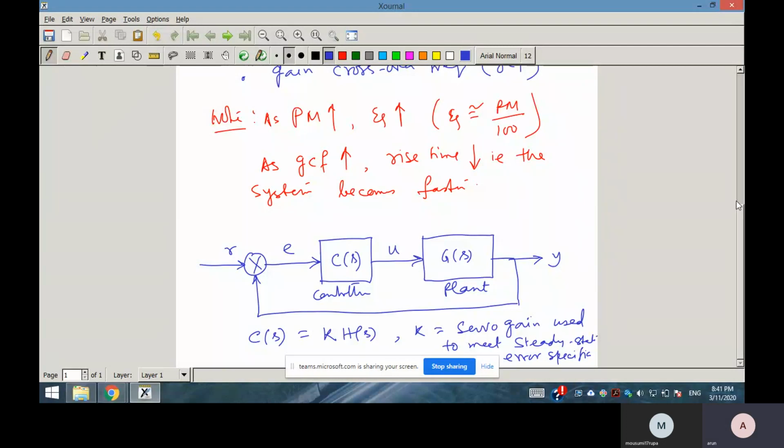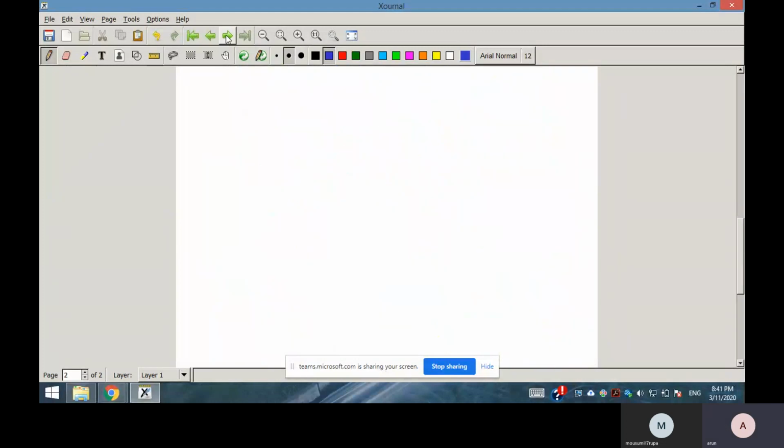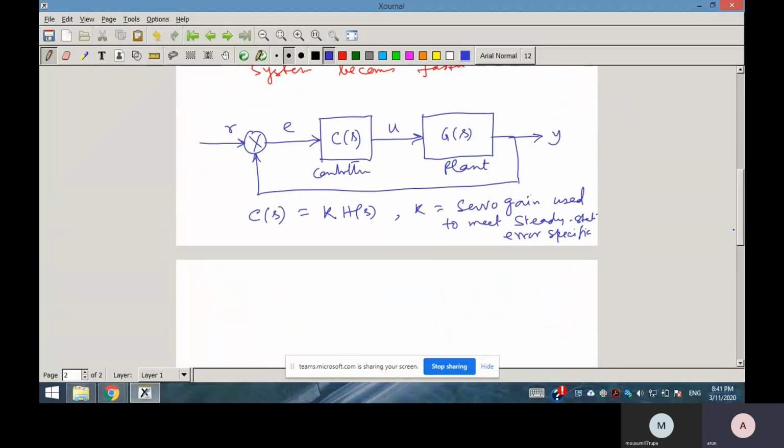And H(s) is a normalized controller. Normalized means steady state gain is 1. H(s) has normalized structure. It is a dynamical controller, but it has normalized structure. That is, H(0) is equal to 1.